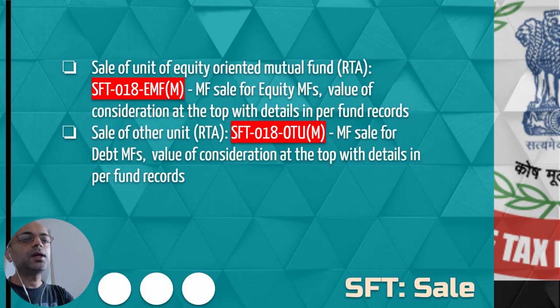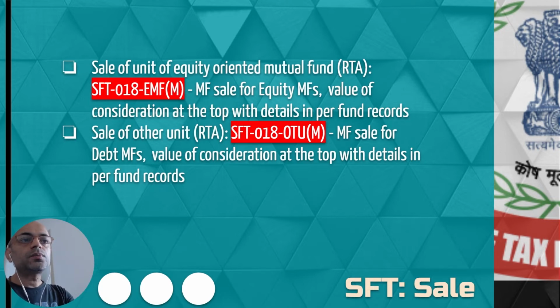SFT018 EMF corresponds to the equity oriented mutual fund through a mutual fund house. This will include the sales transactions, and the value of consideration at the top will be the total sale value of all the mutual funds, and it will also have details in the sub-records under that top SFT018 record.